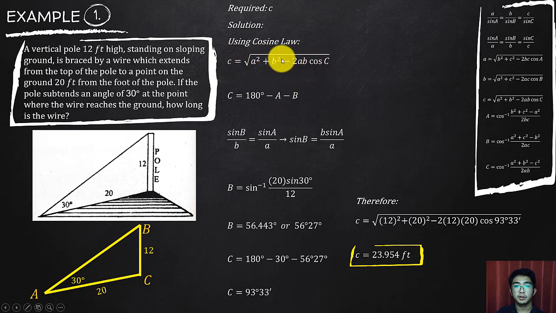Now, in this particular formula, what do we know? Do we have side A? Yes, it's 12. Do we have side B? Yes, it's 20. Do we have angle C? No, not yet.